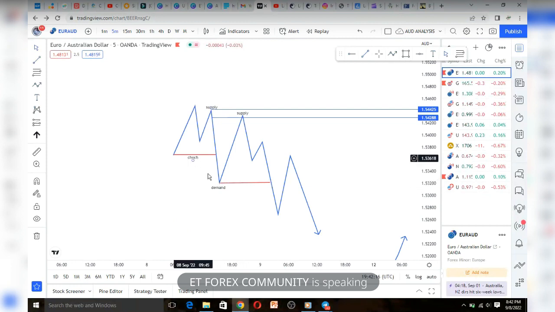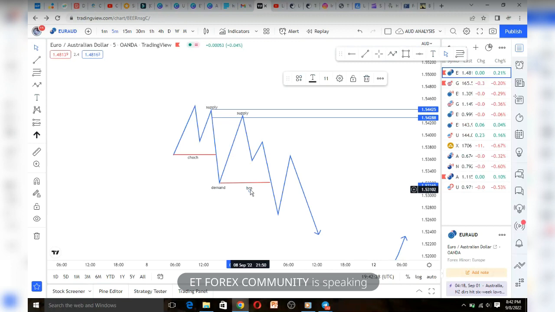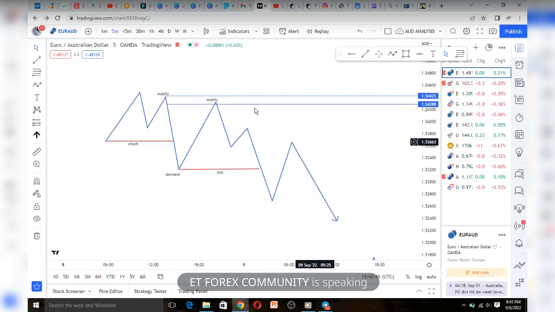That gives us a confirmation that this market wants to sell. Then we have a break of structure. Fantastic. Now the next question you want to ask is, which supply zone broke this demand zone? If your answer is where I put the supply zone now, then you are correct. This was the supply zone that broke this demand zone.